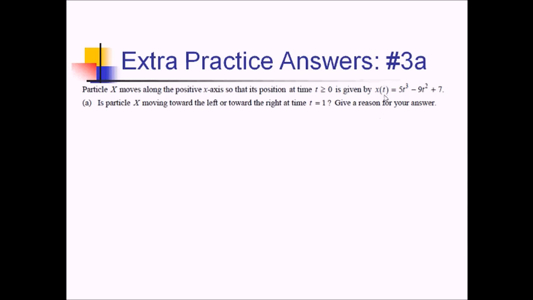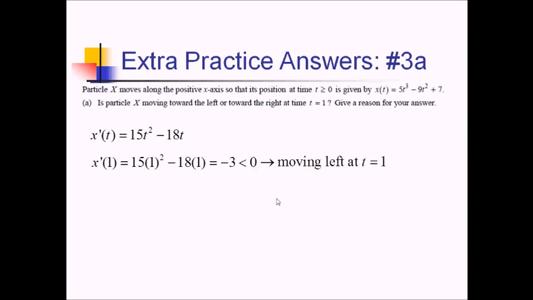That's going to tell me whether I'm changing to the left or changing to the right in my position. So x prime of t, which you could also call the velocity, is 15t squared minus 18t. And now we just have to plug 1 into that. Plugging in 1, this is going to come out to negative 3, which most importantly is a negative number. So that means that since we're going along the x-axis, we're moving in the negative direction, which is to say we are moving to the left at time 1.